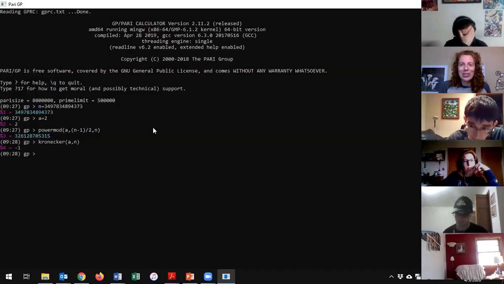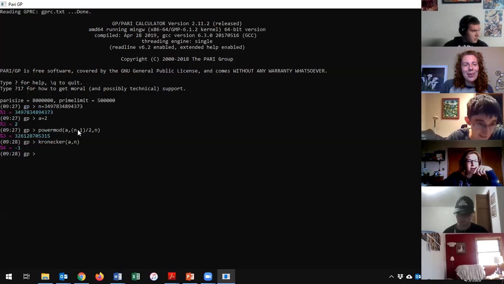Oh, I did not do a good job of explaining this. Okay, here's my check. I want to look at my power mod and at the Kronecker symbol. Are they congruent to each other, mod n or not? This one you should know. This one you should be able to do. Are these two congruent to each other, mod n or not?